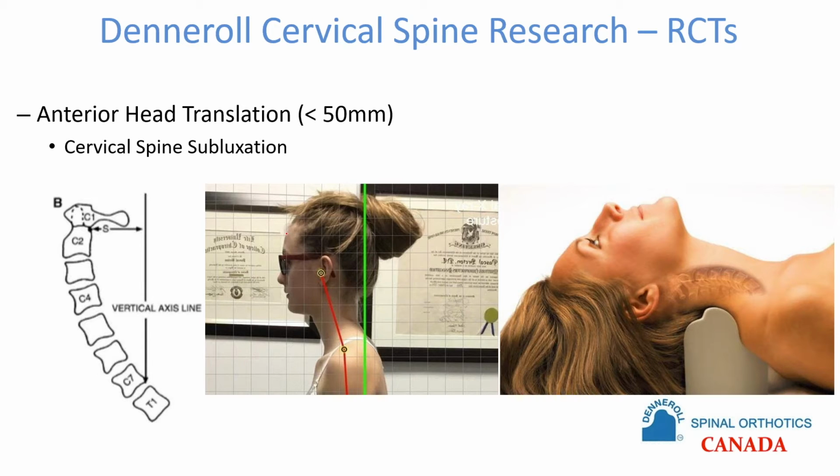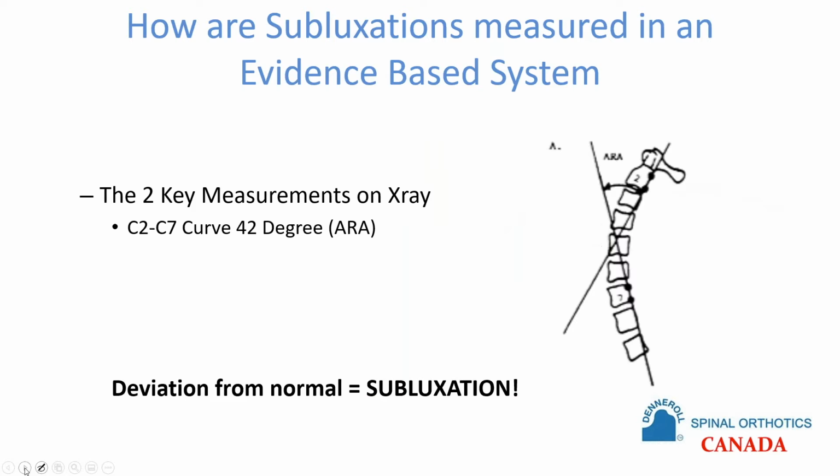And so any patient that has anterior head translation, but it has to be less than 50 mils, right? We're going to talk about why that is today, because above 50 mils should be sending off alarm bells in your head telling you to look to the thoracic spine. Because once we start having very large anterior head translation, oftentimes that large deformity is being driven by an increased rounding in the thoracic spine. So 50 mils or less, we can use the Denneroll to reduce that.